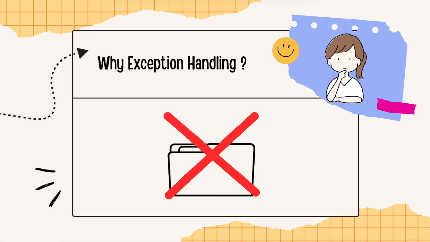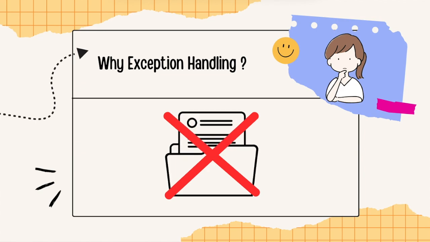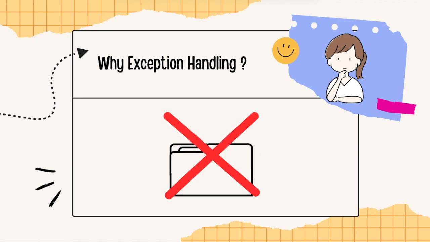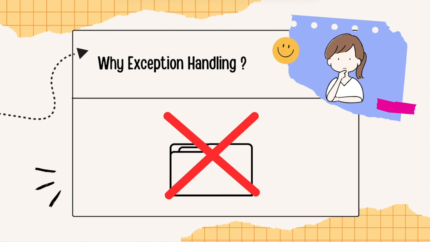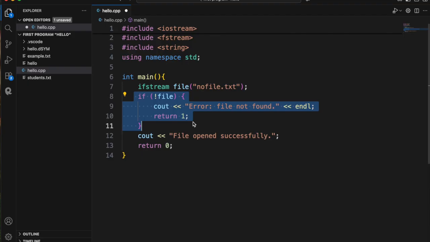Let's say we try to open a file that doesn't exist. Our program might fail or behave unpredictably. Instead of letting it crash, we can handle the situation gracefully using exceptions. Here, we check if the file fails to open, but this approach can get messy if we have multiple checks. That's where try and catch blocks help.